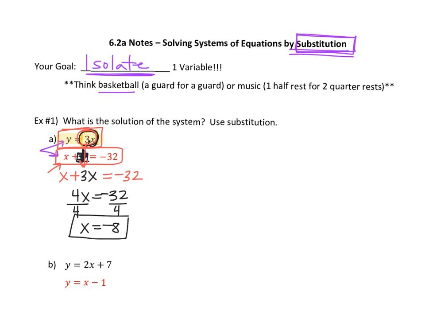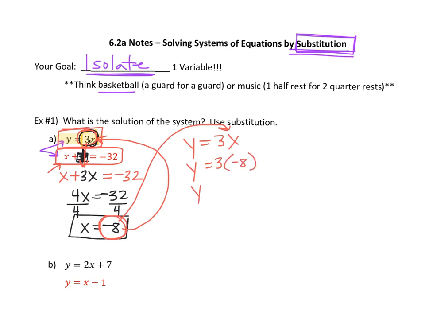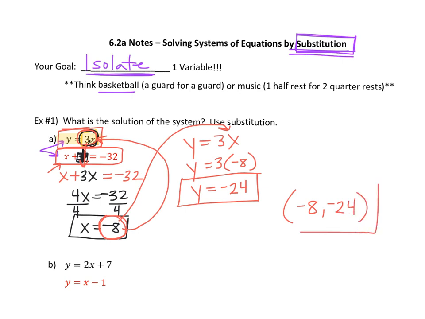So what we're going to do is take that x value, that negative 8, and plug it back into one of our first equations. And the easiest one to plug it into is this one. Because we know y is equal to 3x, we can plug in a negative 8 for that x. So 3 times negative 8. So y equals negative 24. Okay, so my x value is negative 8. My y value is negative 24. And that is my answer.